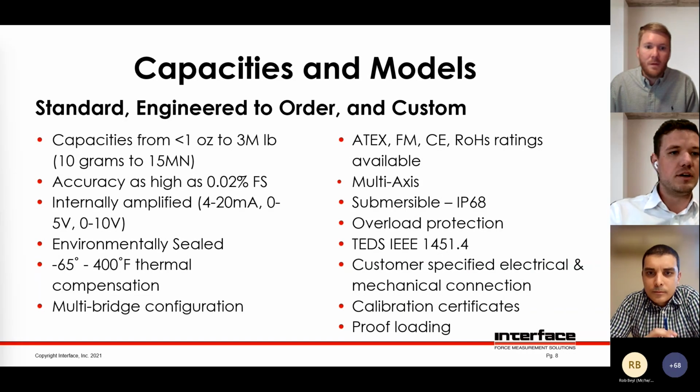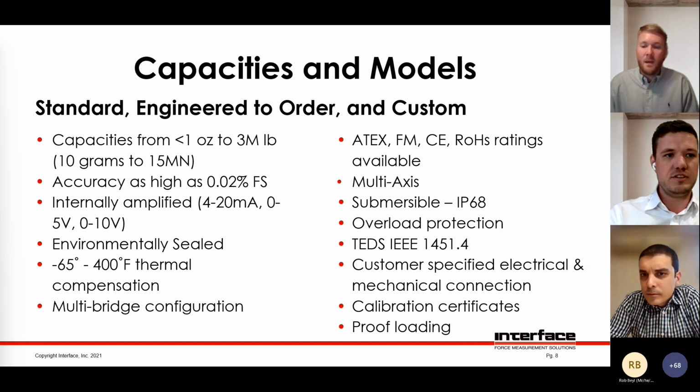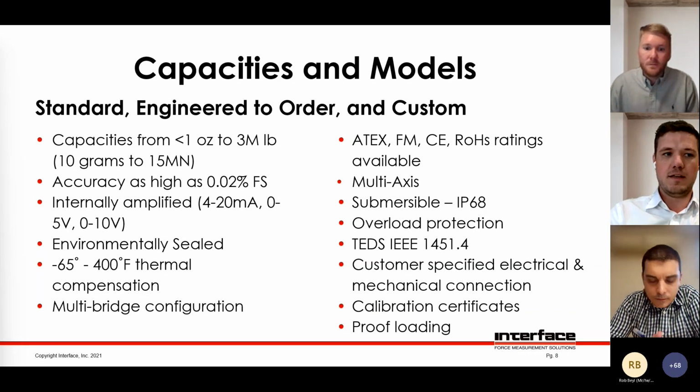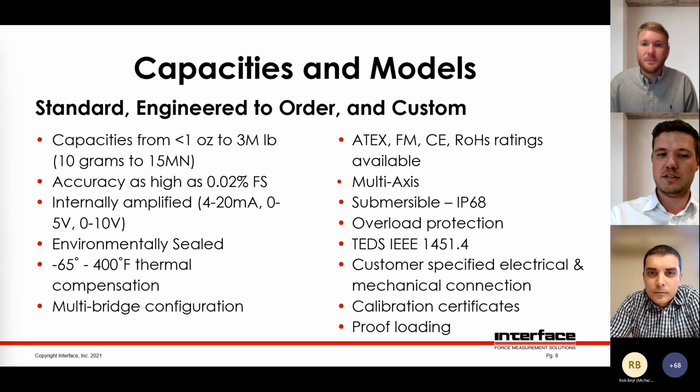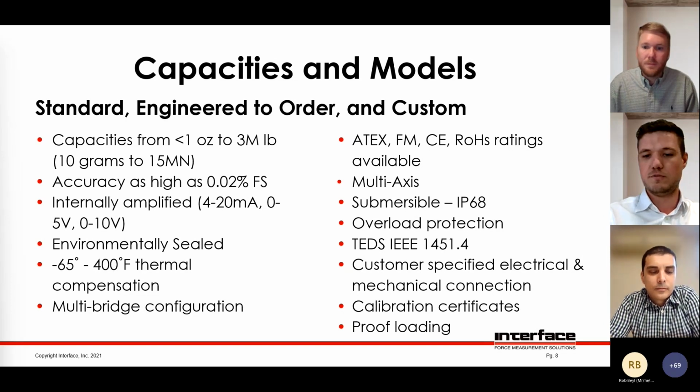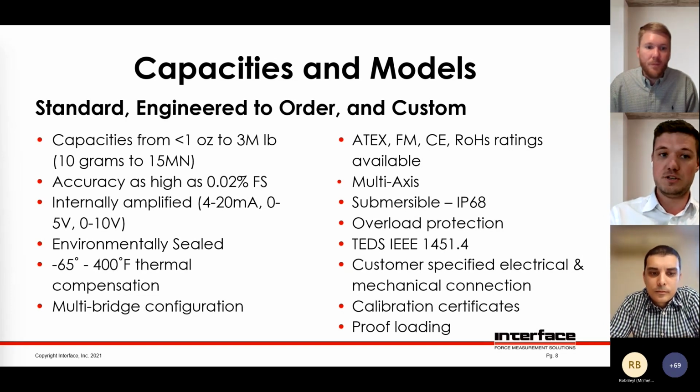There we go. All right, so Interface load cell capacities range from 1 ounce or 10 grams up to 15 meganewtons, 10 grams being 0.1 newtons. And the accuracy can be as high as 0.02%. And that FS is for full scale. So that's 0.02%, sorry, of full scale output, which is really pretty good.